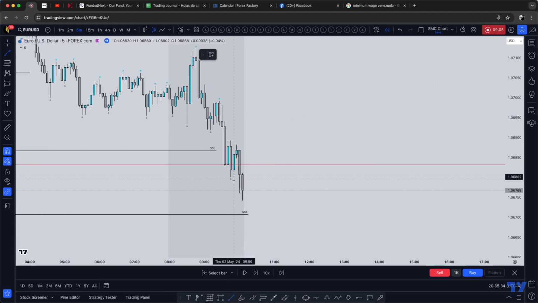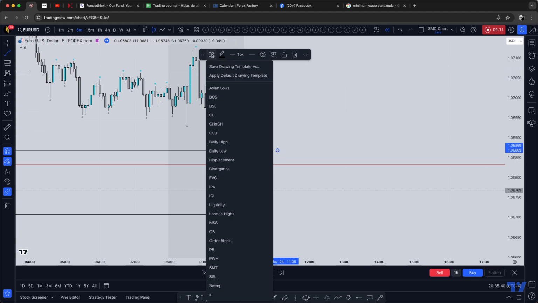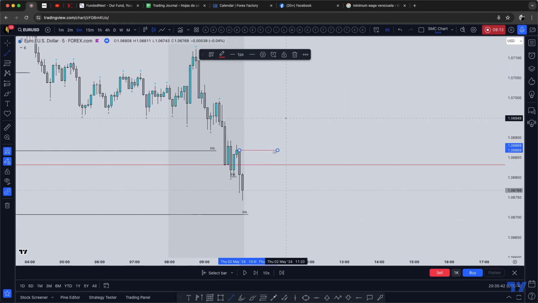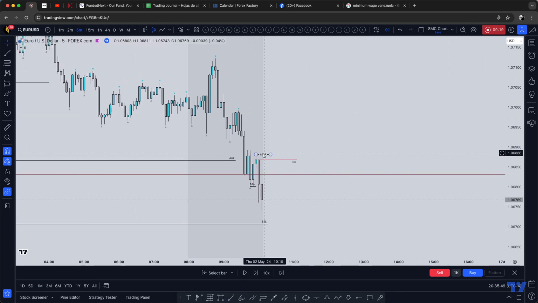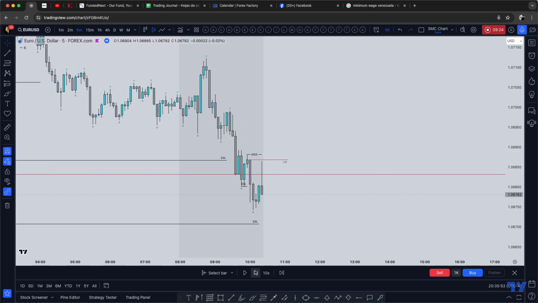You see the structure that is forming, another low, another sell side liquidity, and my change in the state of delivery would be there, also known as order block. Market structure shift is actually right here. So if I want to buy, I need to see that. I need to see displacement all the way up. So let's see if we actually get it.